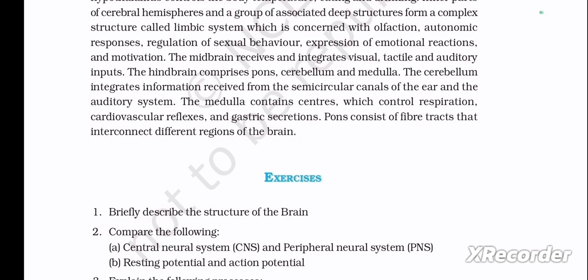The hindbrain comprises pons, cerebellum, and medulla. The cerebellum integrates information received from the semicircular canals of the ear and the auditory system. The medulla contains centers which control respiration, cardiovascular reflexes, and gastric secretions. Pons consists of fiber tracts that interconnect different regions of the brain.